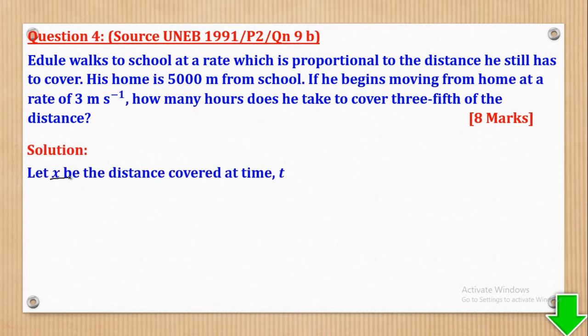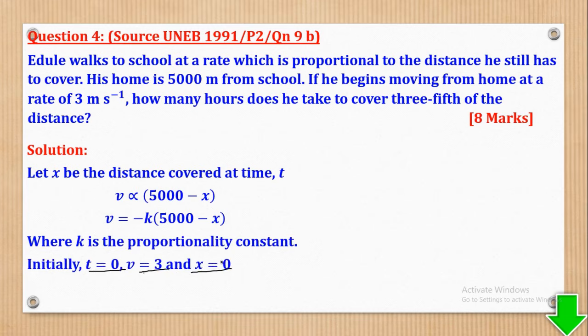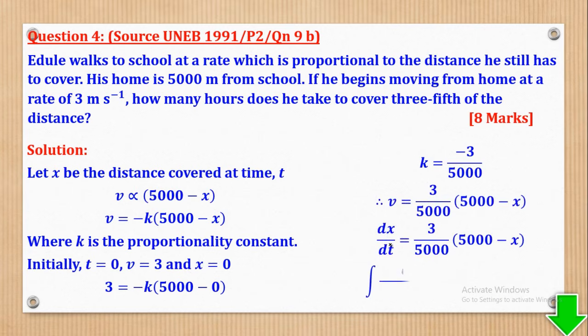So let x be the distance covered in time t, therefore velocity is proportional to 5000 minus x, which is the distance he still has to cover. Put the constant of proportionality, so by now I believe you know why you put a negative there. Now initially t is equal to 0, v is equal to 3, and x is equal to 0. So come and substitute for v and x to come up with the value of k as that. Therefore v is equal to that. But v is equal to dx/dt, so separate the variables and put integrals on both sides.